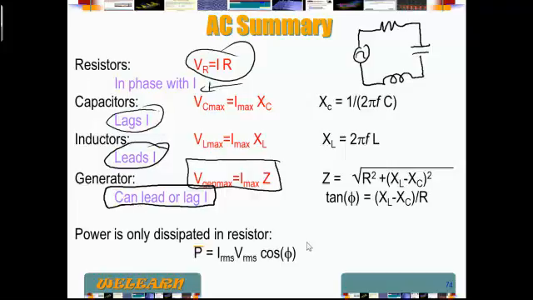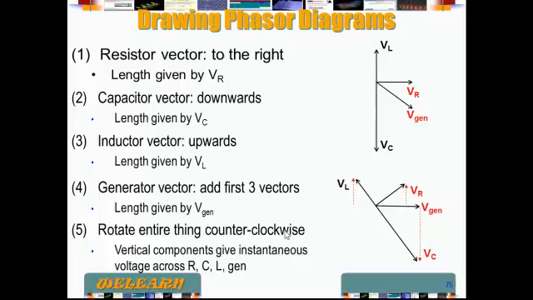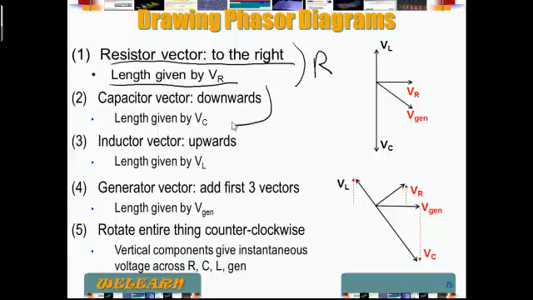Power is dissipated only in the resistor. The average power is given by IRMS, VRMS, cosine phi. When drawing the phasor diagram, we draw the resistor vector to the right, the length given by VR. Remember, as an alternative, we can draw just R if we're looking for impedances. The capacitor vector, we draw it downward with the length given by VC, or if we prefer to do impedances, the length given by XC, and we draw XC.